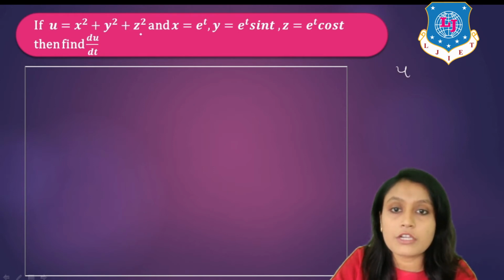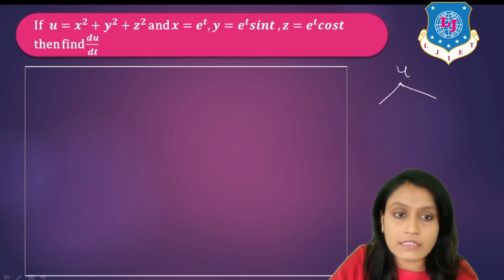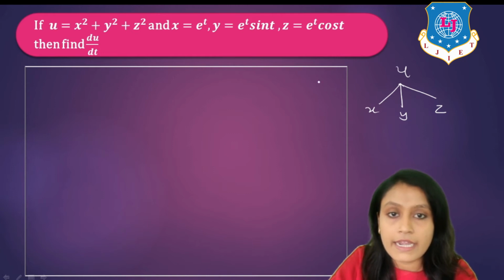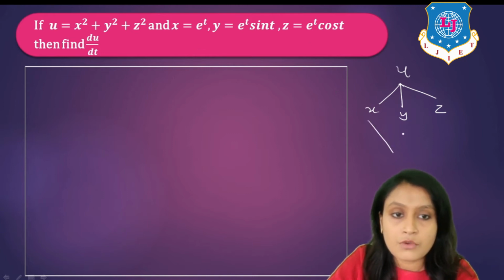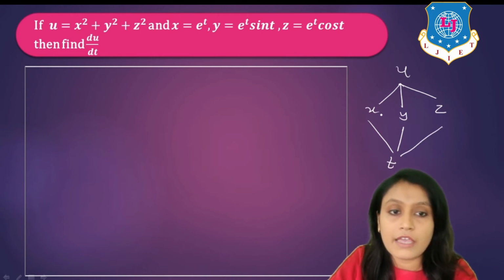Now u is a function of x, y, z given. Okay, so we have to draw like this. U is a function of x, y and z, and this x, y and z are function of t. So we will write it like this. Okay, now here we have more than one variable, so we will write del. Okay, and here we have single variable, so we will write d. Okay, now we have to find this du by dt.